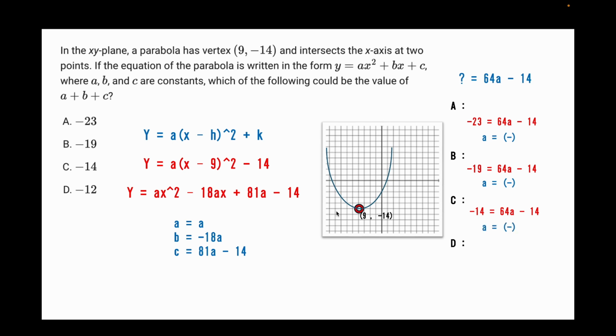Then our d, when we plug in -12 and we solve for a, it's going to be -12 equals 64a minus 14. And we're actually going to see that our a value is positive, meaning our answer is going to be d.